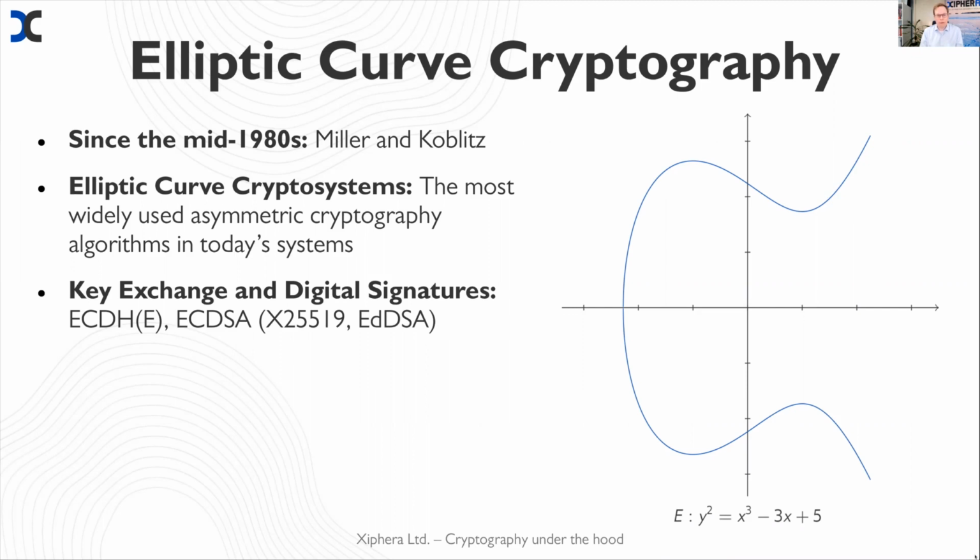The most widely used asymmetric crypto algorithms in today's systems are based on elliptic curve cryptography. For example, elliptic curve Diffie-Hellman and elliptic curve digital signature algorithm are supported by practically all modern crypto protocols as the default option for asymmetric crypto. There are also newer alternatives for ECC. For example, the X25519 key exchange and ECDSA digital signatures.